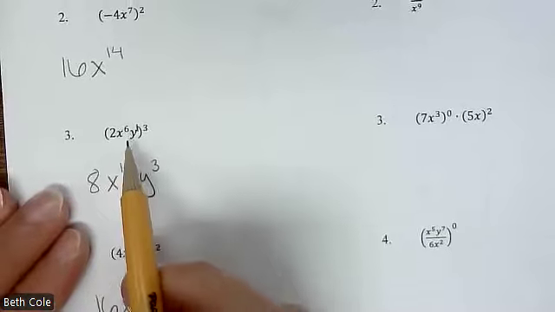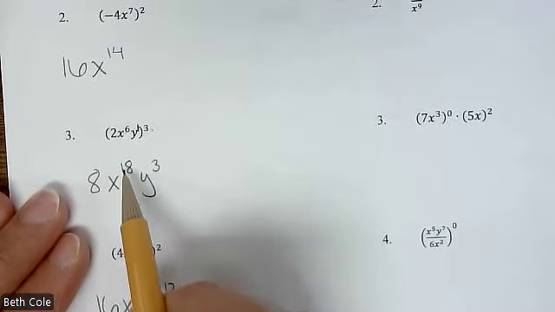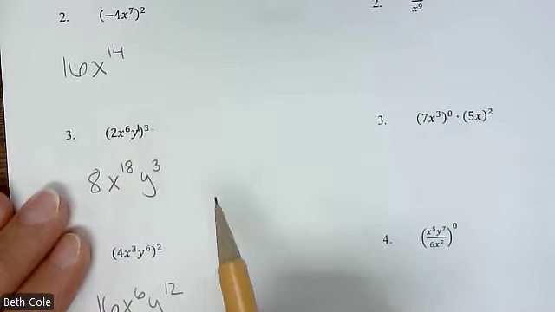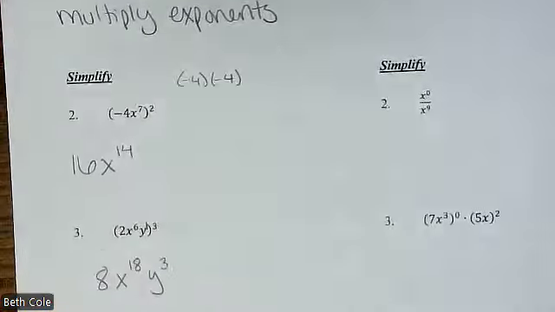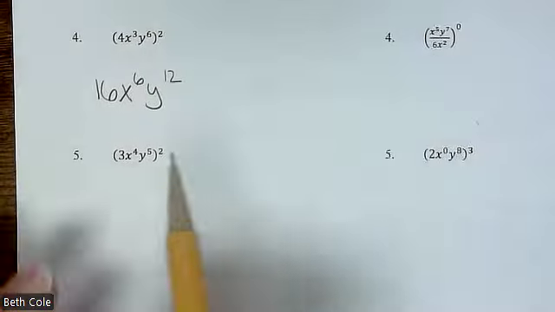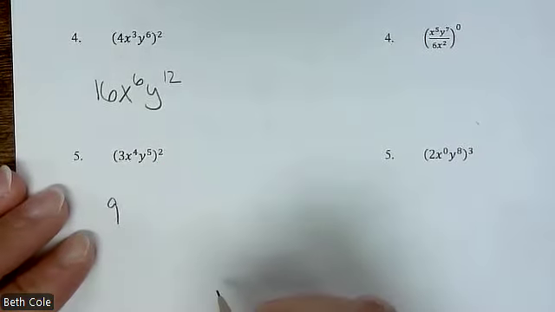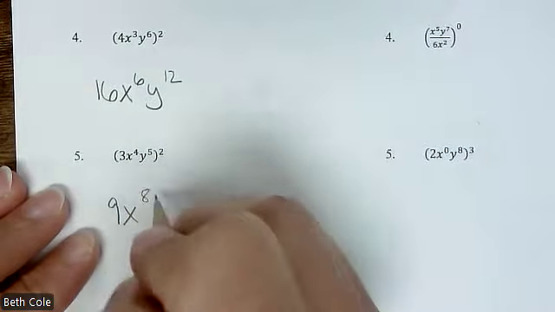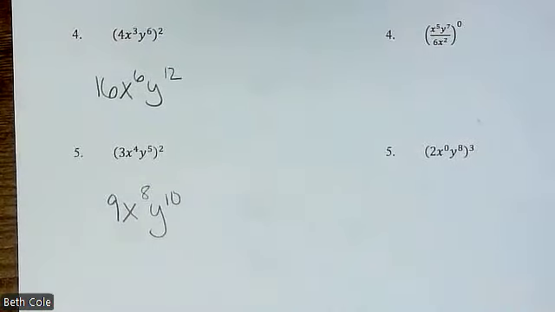Oh, right here. 6 times 3 gives you 18. Oh, I thought you did 6 times 4. No, the rule for your powers is you multiply the exponents together. So it's just 6 times 3. All right, for this one, 3 squared. That's 9. And then for the x, you're doing 4 times 2, which is 8. And 5 times 2 is 10. Good job.